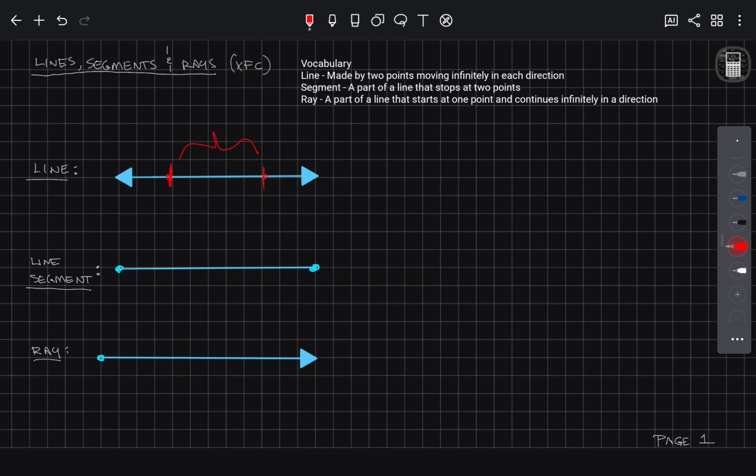A ray has one starting point and then continues in one direction for infinity. So you can see there's the starting point, and you can see that it's going to be continuing in that direction to the right. The only one that has a catch to it is a ray. Rays are only able to be named by their starting point and then by the direction it's going.